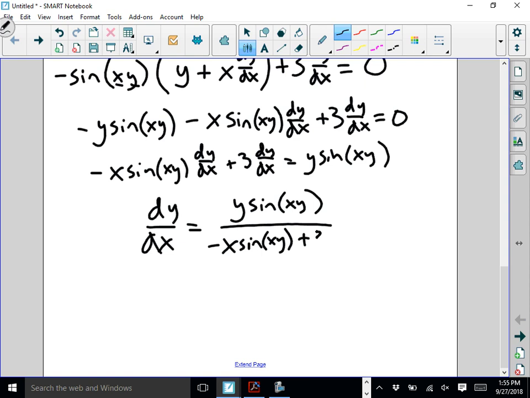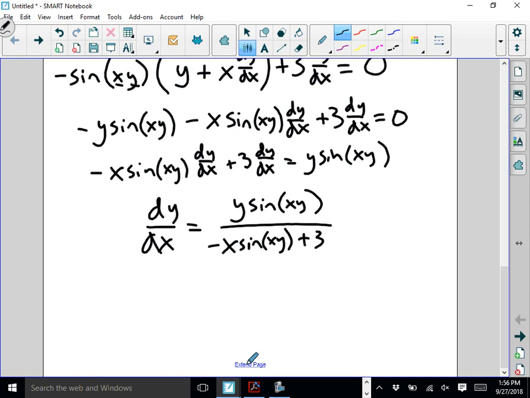And we see that move right there. So we got dy/dx equals, and again, if you don't see where I got that from, just factor out dy/dx like you're used to, and you'll get dy/dx times the parenthesis negative x sine of xy plus 3. You divide that over. All right, we'll just save a little bit of time. Now, that's our derivative, but we're not done with the problem.